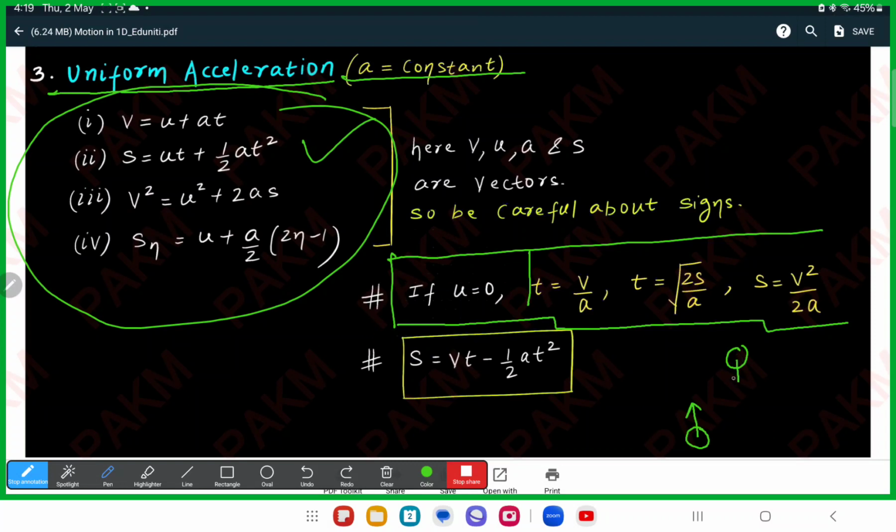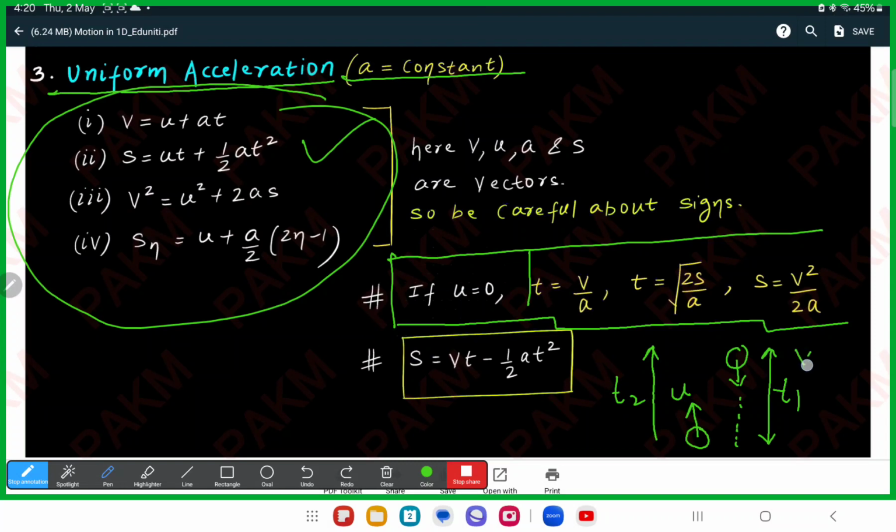And second situation, the particle will drop. When the particle will drop means u is equal to zero. It will speed up. So basically, what time it will take to reach, that is called t1. And here as well, once the initial velocity is not zero, it will reach the highest point. Let's say this is t2. So t is equal to v upon a.